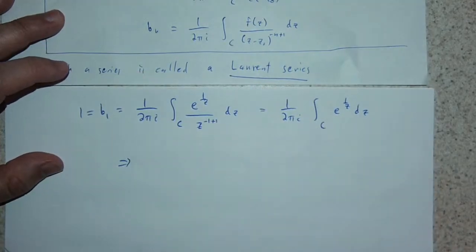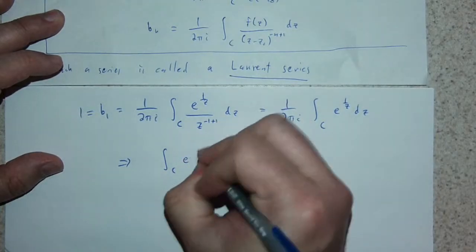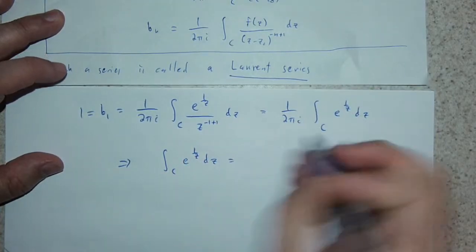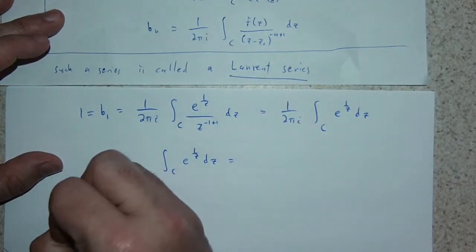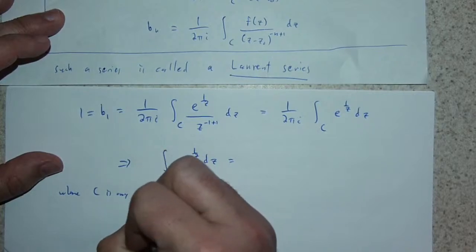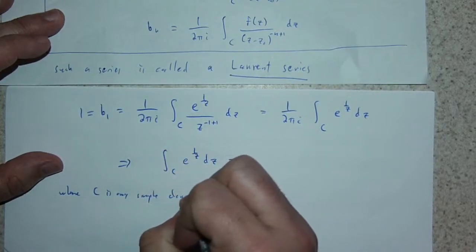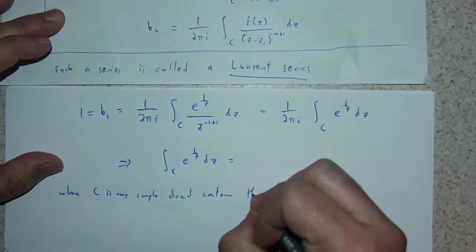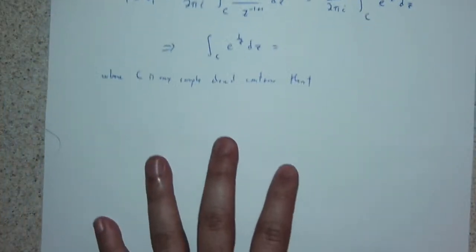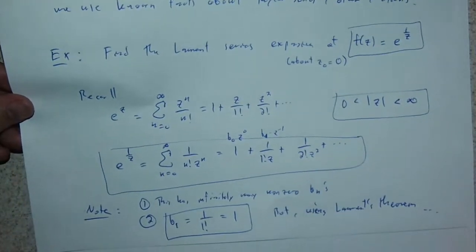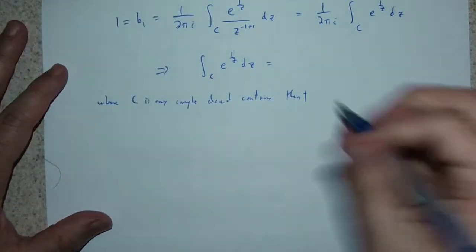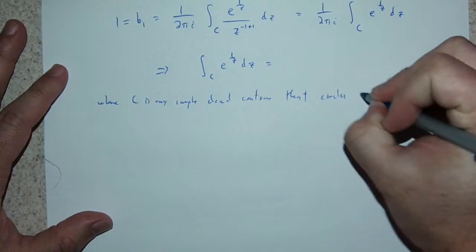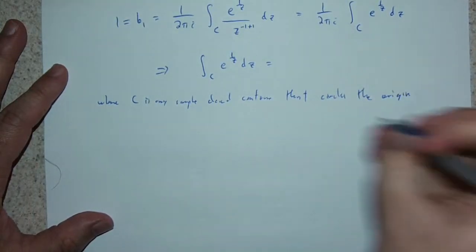And so, multiplying both sides by 2 pi i, I get that the contour integral of e to the 1 over z dz over any c that circles the origin, where c is any simple closed contour. All it has to do to be in this annular region, which is a fake annular region, just a punctured plane where the origin is removed, is circle the origin. So it must go around the origin.